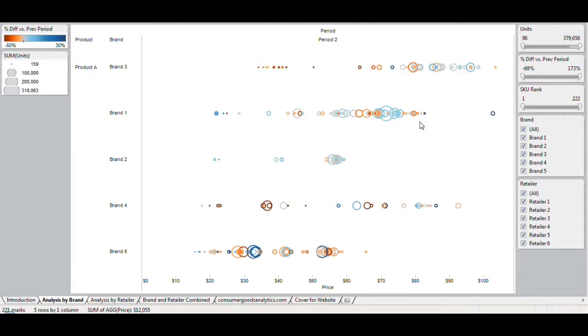Now let's look at how to interact with the visualization. Here we have a few sliders and a few filters. The first one is a slider based on units.